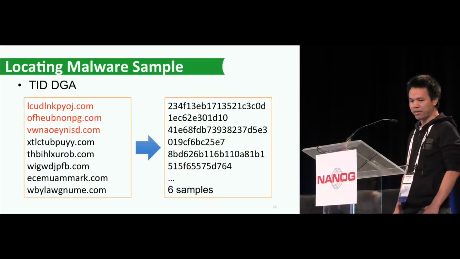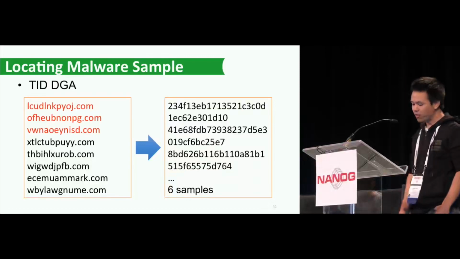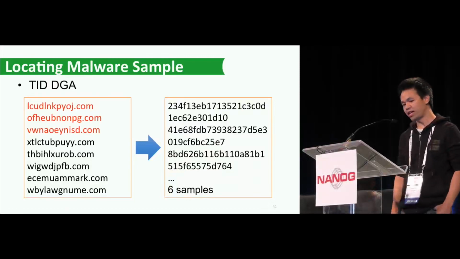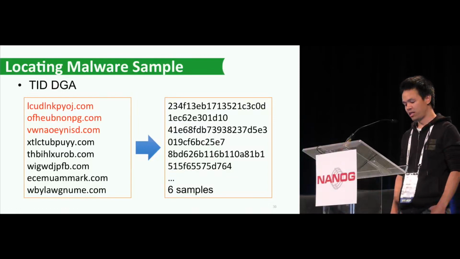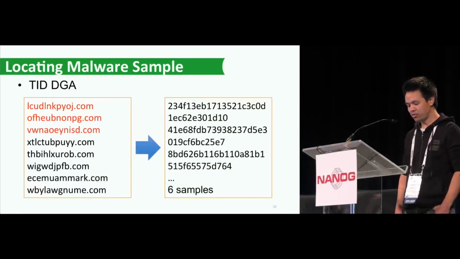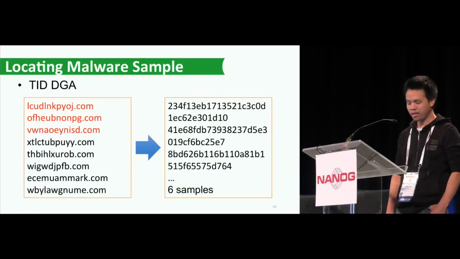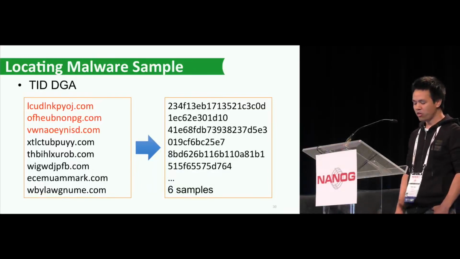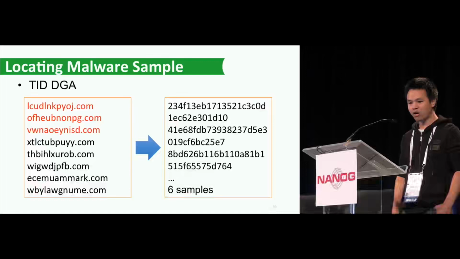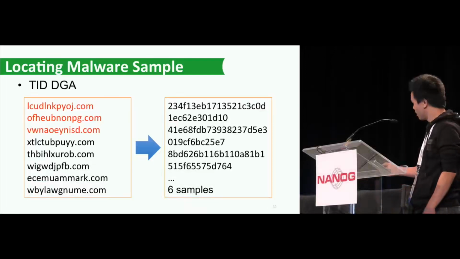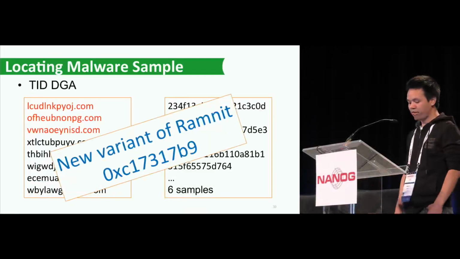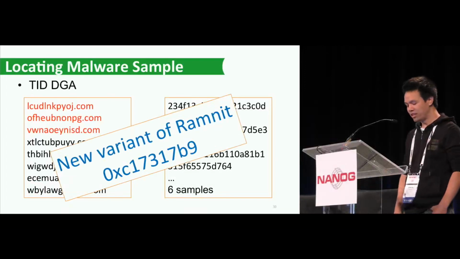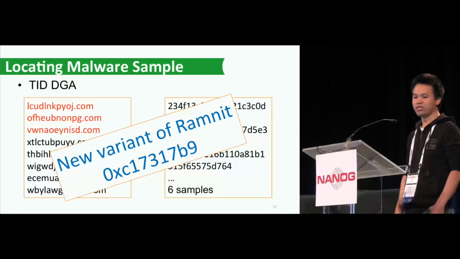Let's recap. We start from the highly suspicious TLD DGA cluster. You use DNS domain-IP pairs to locate the malware sample, and then reverse engineer and figure out the algorithm. Then we can confidently generate domains of this new variant.